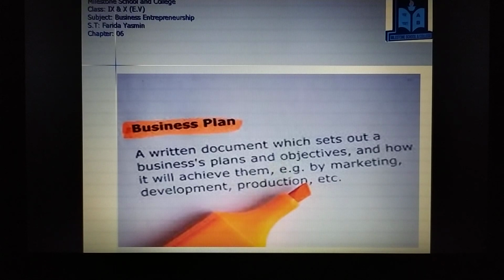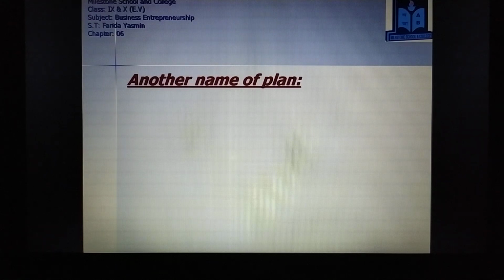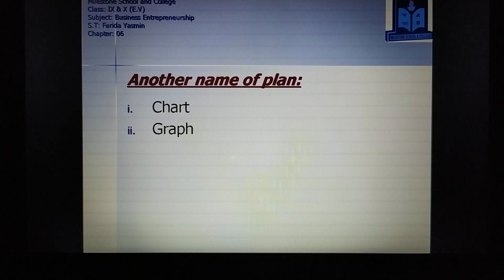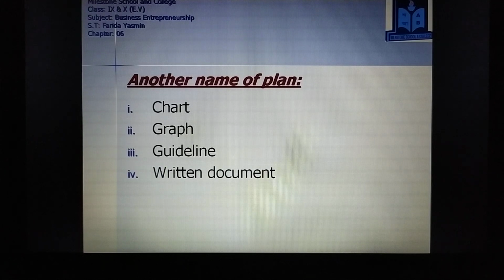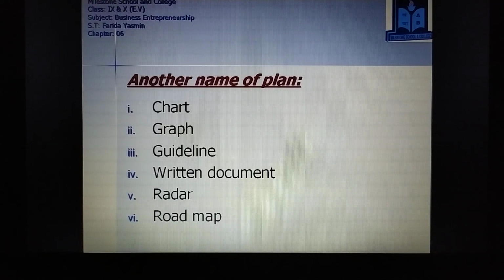Now we can learn some several names of business plan. Let's learn another name of plan. It is known as a chart or graph. It's a guideline. It's also known as written document. It works as radar. It's like a roadmap. In brief, it's a blueprint for a business.